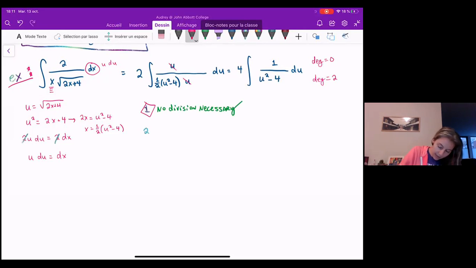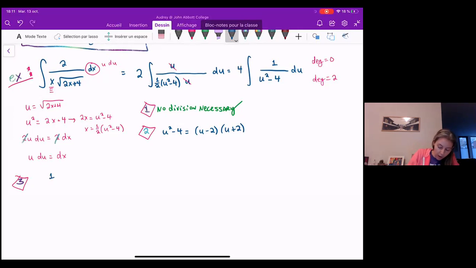And then my second step is to factor the denominator. So u squared minus 4 is equal to u minus 2 times u plus 2. That's just a difference of squares that we have there. So then for my third step, we're going to create our partial fractions decomposition.